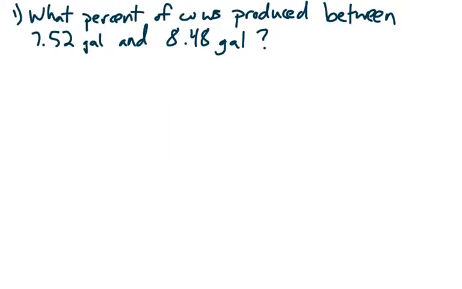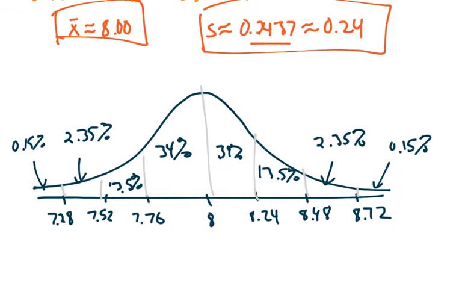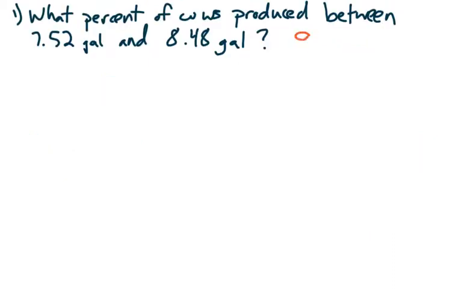What percent of cows produce between 7.52 gallons and 8.48 gallons? Well, look, those two numbers are right here at 2 standard deviations away to either side. The empirical rule said that 95% of observations are within 2 standard deviations of the mean. That is one of the straightforward parts of the empirical rule, so this is 95% right away.